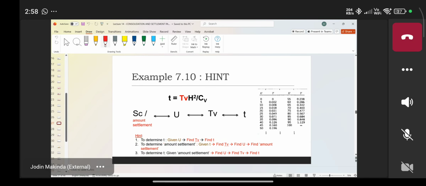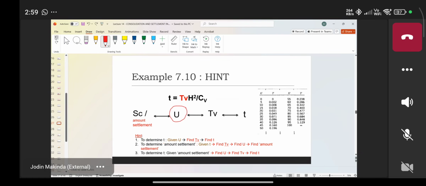All right. Meaning that, let me repeat again. If you are given U, you have to find time. What you can do is use U to find time factor and use time factor to find time in that direction.